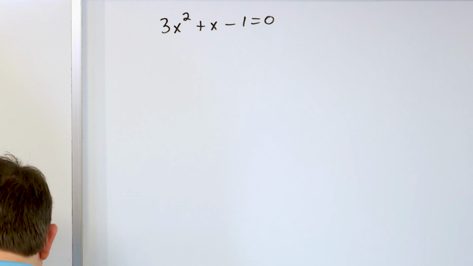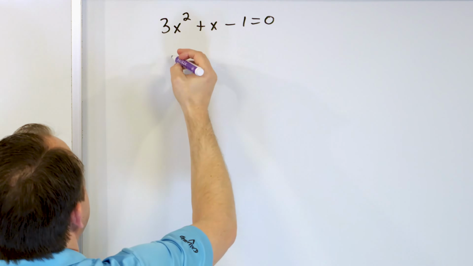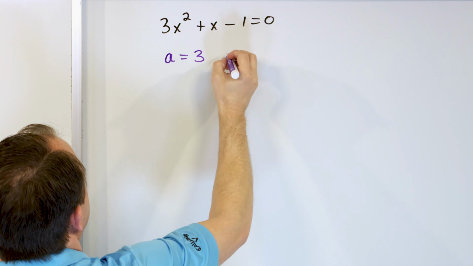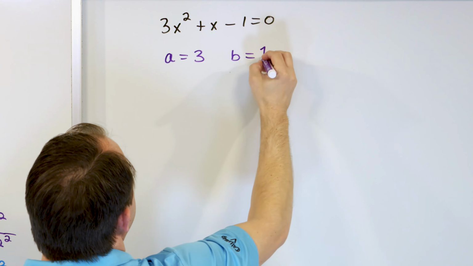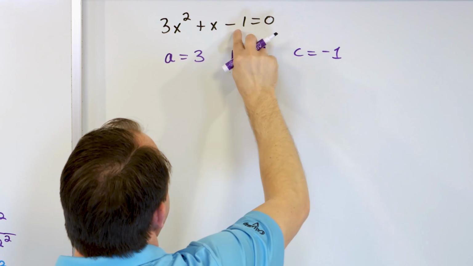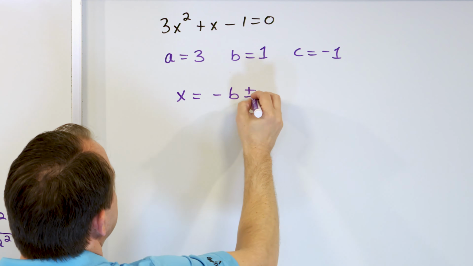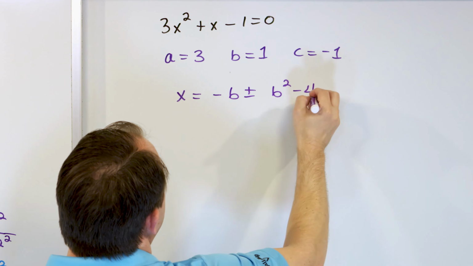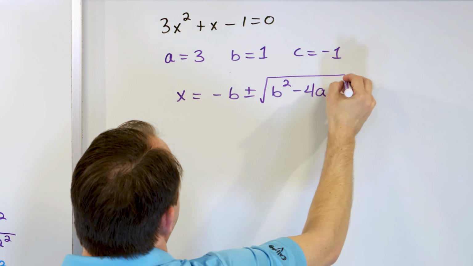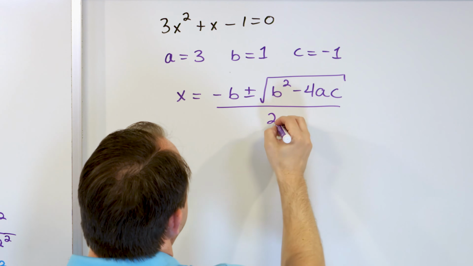But now that I understand and have derived the quadratic formula, I know that in this equation, a is equal to 3, b is equal to the 1 here, and c is equal to the -1, which is the constant, and that the solutions of this is just negative b plus or minus the square root of b squared minus 4 times a times c, and the entire thing is divided by 2a.